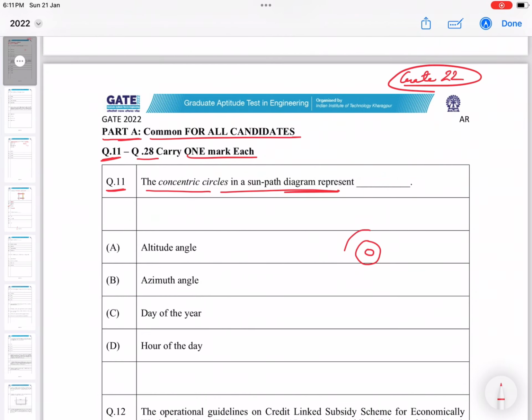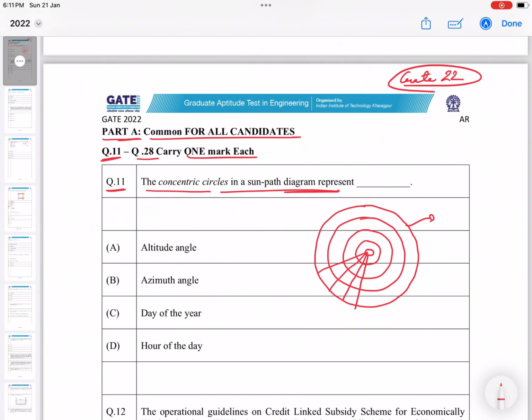So the sun path diagram is given like this, okay, and they are asking what these concentric circles represent, and also there are these lines which are radiating from the center. So just let me tell you what these are. Any guesses? Yes, the circles represent altitude angle, okay, whereas these lines represent azimuth angle, okay. So this is it, and we are clear on this.